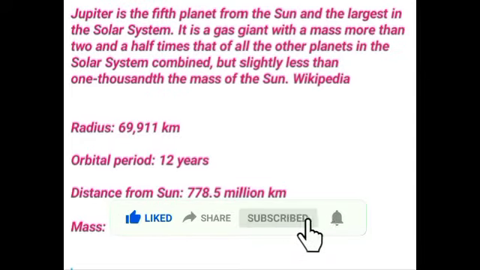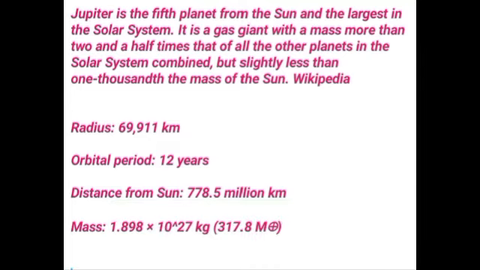Jupiter is the fifth planet from the sun and the largest in the solar system. It is a gas giant with a mass more than 2.5 times that of all the other planets in the solar system combined, but slightly less than 1,000th the mass of the sun. And its radius is 69,911 km. Orbital period is 12 years.